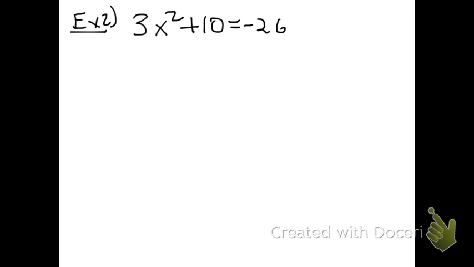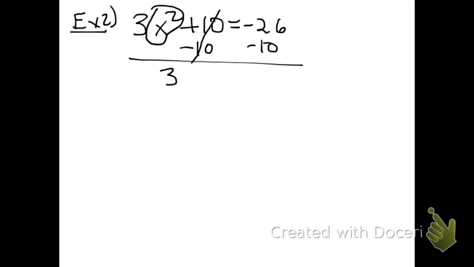So let's go with example 2. I'm going to try to solve a quadratic equation here. Let's solve 3x squared plus 10 equals -26. We're going to do the same exact thing we did when we were solving by taking square roots, beginning with isolating the squared term. So I'm going to subtract 10 to begin with, and the 10 minus 10 are going to cancel, giving me just 3x squared equals -36.